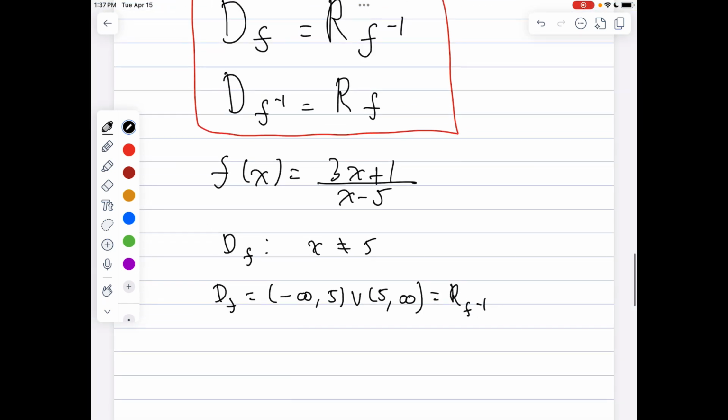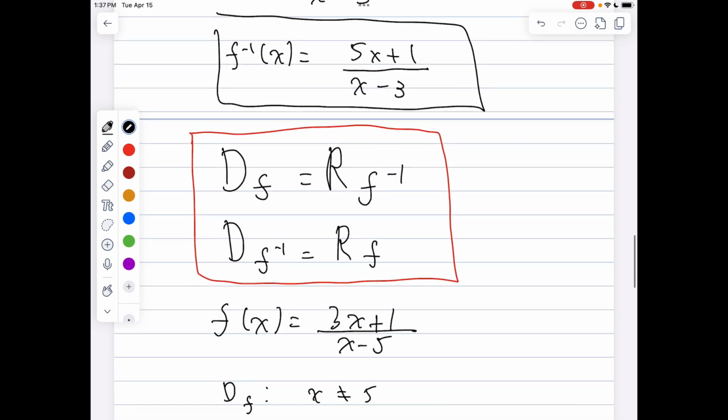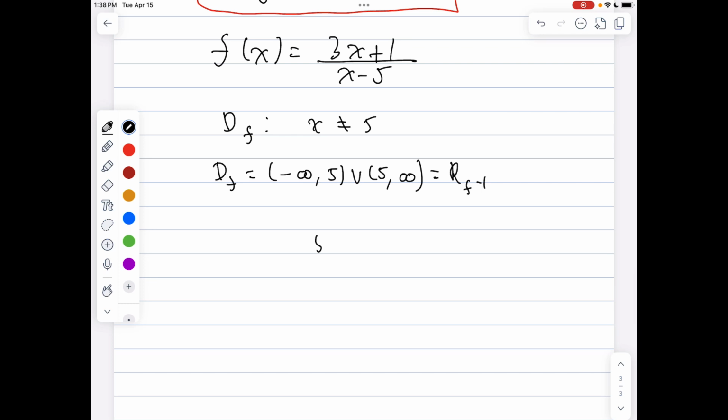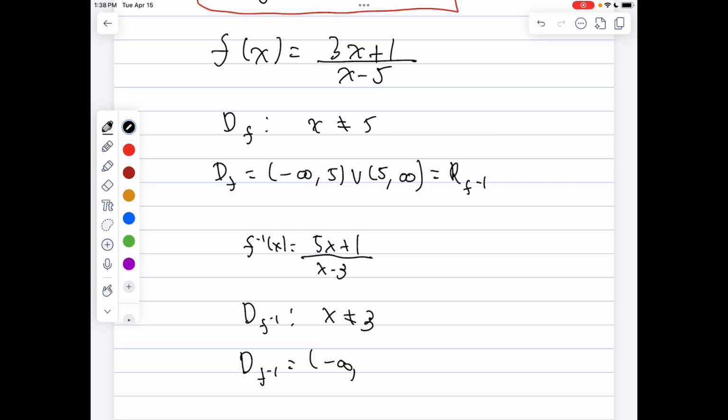And likewise, if I took my inverse function, which was 5x plus 1 over x minus 3, and I found the domain of that, it's basically when x cannot equal 3. The domain of the inverse would equal negative infinity to 3 union 3 to infinity, and that would equal the range of my original function.